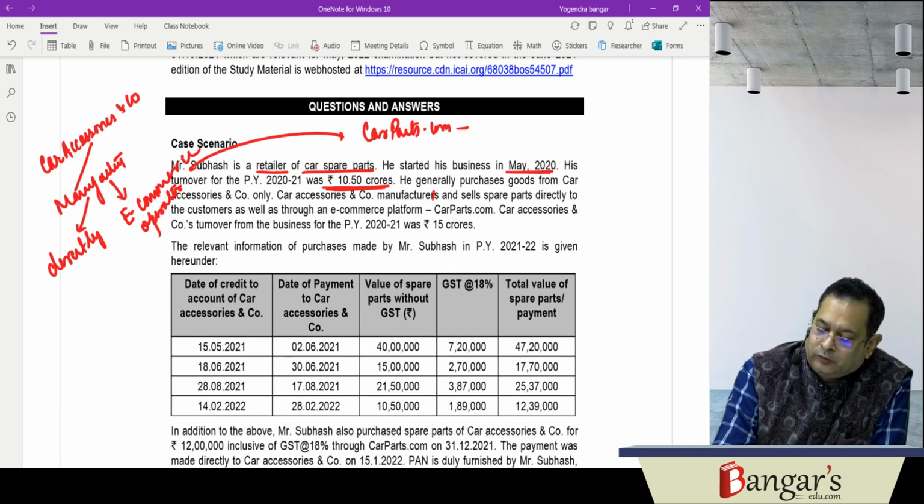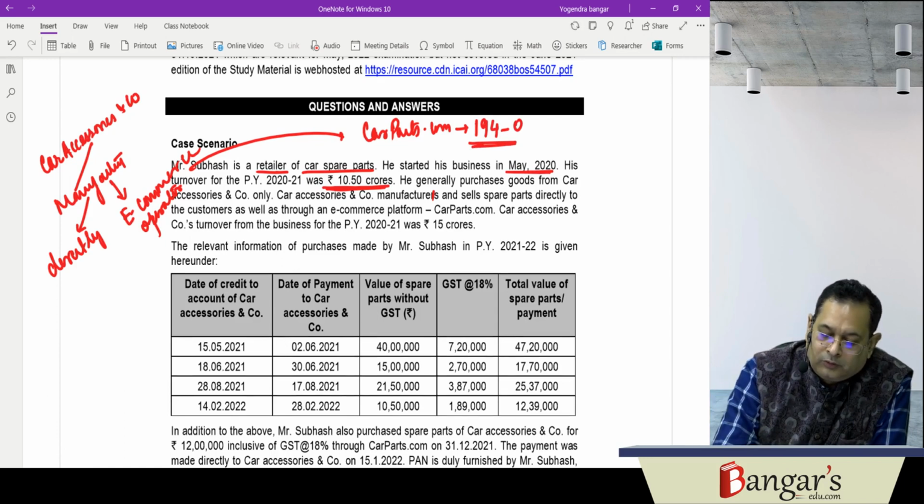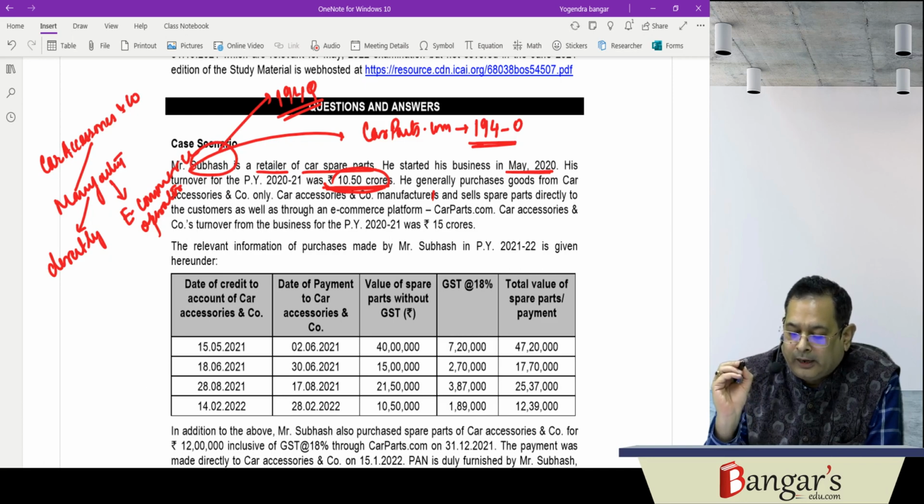So when an e-commerce operator comes into the picture, 194O comes into the scene. And when Subhash's turnover is provided for the preceding financial year, you must know an amendment has been made under section 194Q. They are required to deduct tax at source.